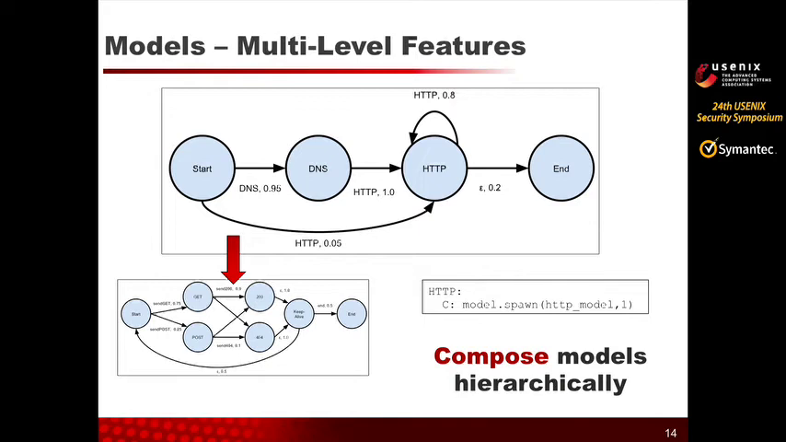So what we get is hierarchical composition, which gives us different levels of specificity, or abstraction, in the features that we're controlling. At this top level, we're controlling features of web browsing, for some definition of web browsing, whereas at the lower level, we're controlling features of individual DNS queries or HTTP sessions.